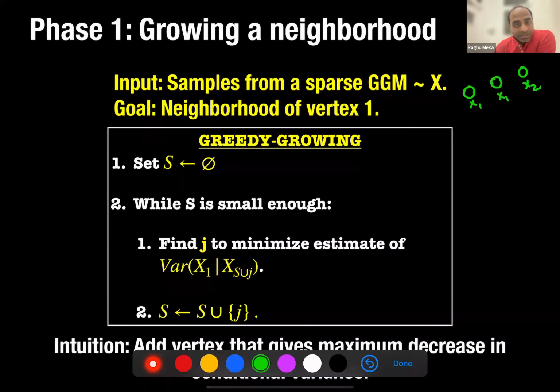Okay, so imagine I have three variables. The first one is x1, the second one is the same one repeated, and the third one is completely independent. Let me call it x3, right? I have x2 equals x1, so they're completely correlated, and the third one is independent, all right? Now, what is the conditional variance of x1 given x2?